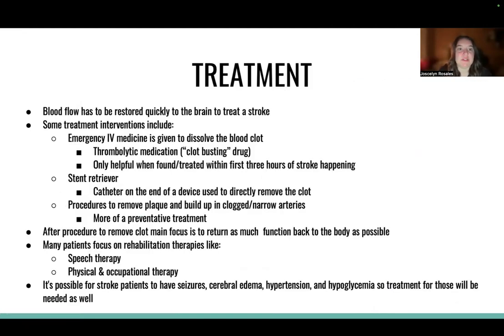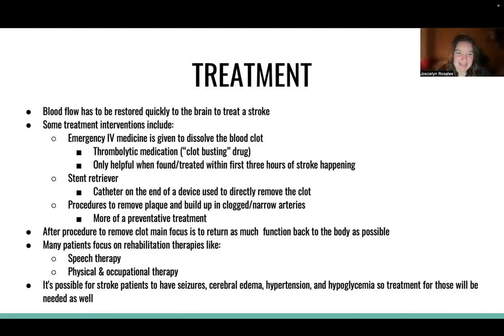Treatment, blood flow has to be restored quickly to the brain to treat a stroke. That's the number one priority and main treatment. Some treatment interventions include emergency IV medicine, which is given to dissolve the clot. So that's thrombolytic medication or clot-busting, dissolving drugs. But those are only helpful when the stroke is found and treated within the first 3 hours of it happening.